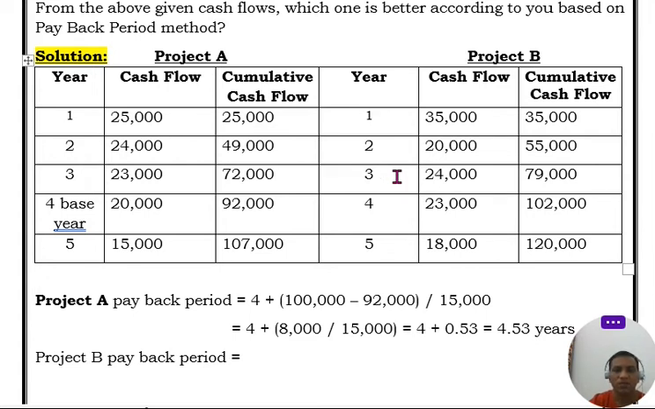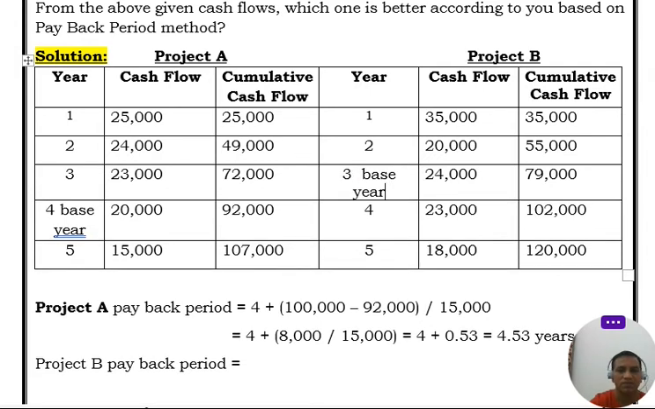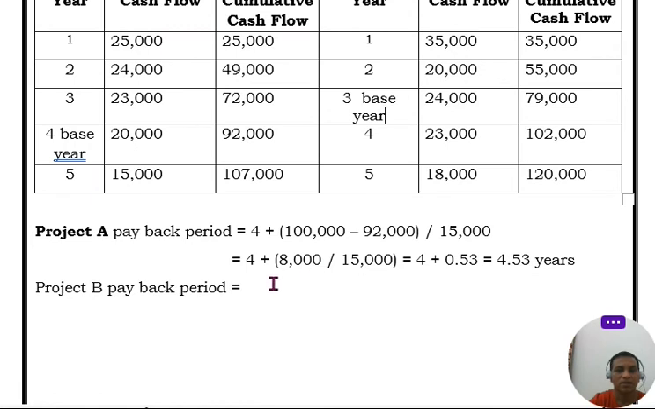What is that part of the 4th year? We will see in the formula. So the third year is called the base year. Let us start. Project B payback period is equal to base year 3 plus the balance amount to be recovered. Up to 3 years, how much is required? Only 79,000 is recovered. What is the cost of the project? 100,000. Out of 100,000, you are recovering only 79,000.